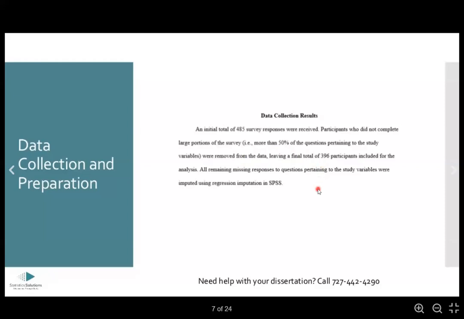So here, again, just providing a really crisp and clear explanation of that chain of participants. How did you start? What data did you collect? And then who was ultimately moved forward for the analysis for your study.